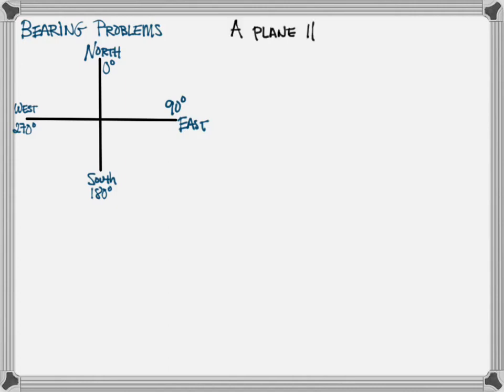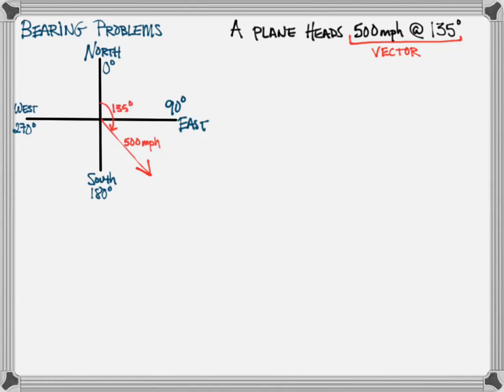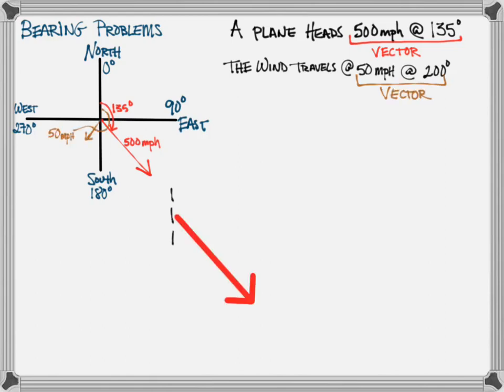So if we had a plane heading 500 miles per hour at 135 degrees, that is a vector, and so we could draw that in there like that and use that piece to be able to solve some word problems. If we had a wind traveling at 50 miles per hour at 200 degrees, that's another vector that we can then use, and we would talk about, well, where is this thing headed? So we can think about it kind of as two pieces where we have the plane that's moving and then the wind is pushing on it.